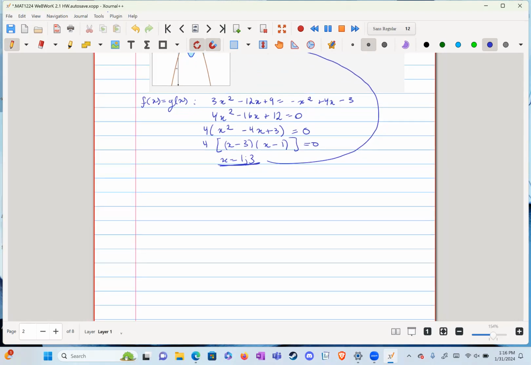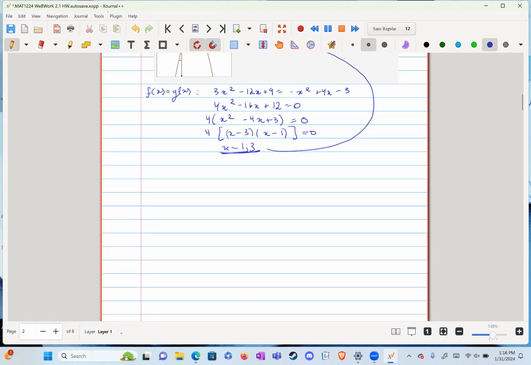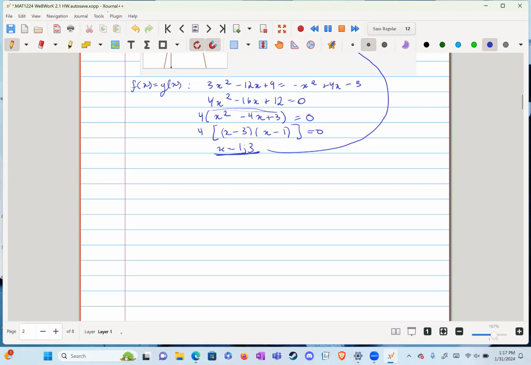So now we have to set up our 3 integrals: from 0 to 1, 1 to 3, and then 3 to 4. And we're going to keep in mind top minus bottom when finding the area. So from 0 to 1, we have dark blue minus dark red. That's going to be 3x squared minus negative x squared, which is positive 4x squared. Honestly, it's just what we did over here. This should be our integral: 0 to 1 of 4x squared minus 16x plus 12 dx.